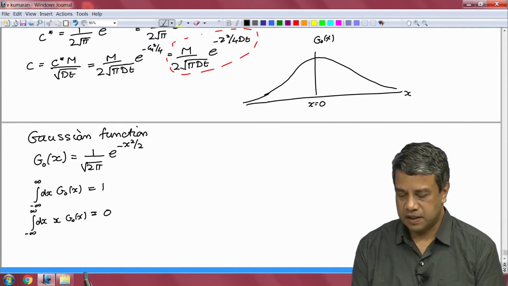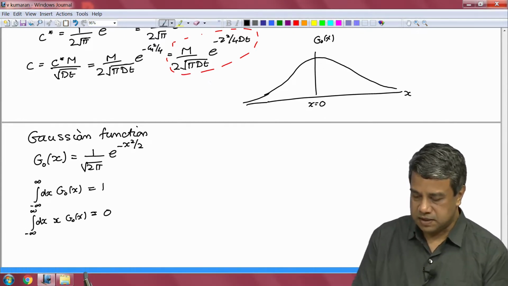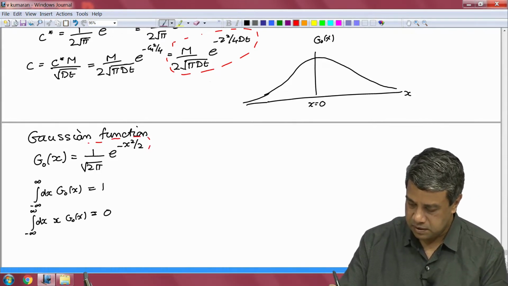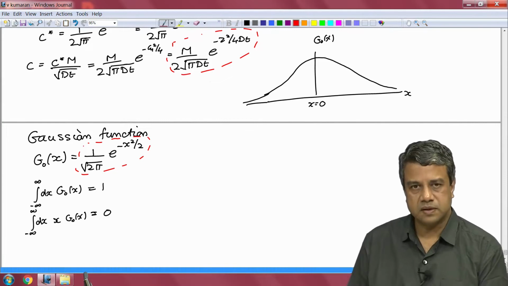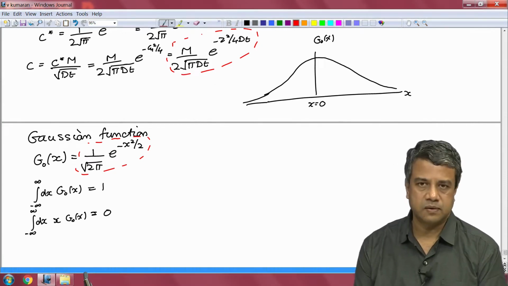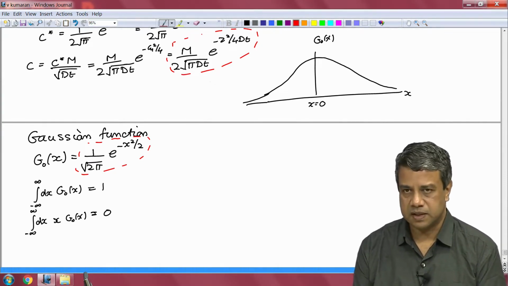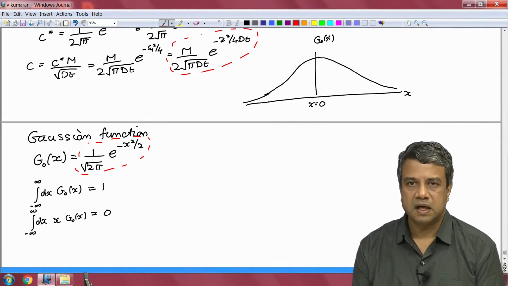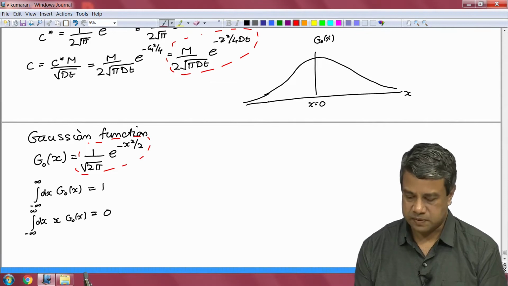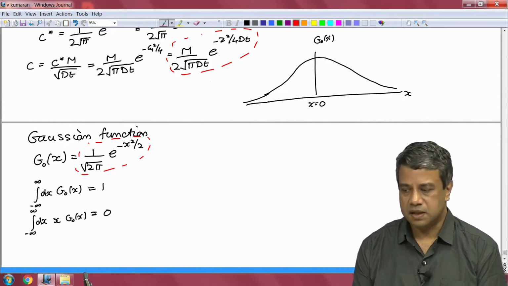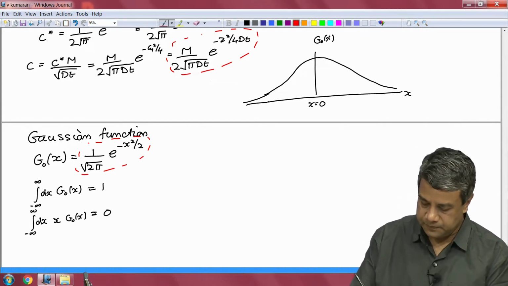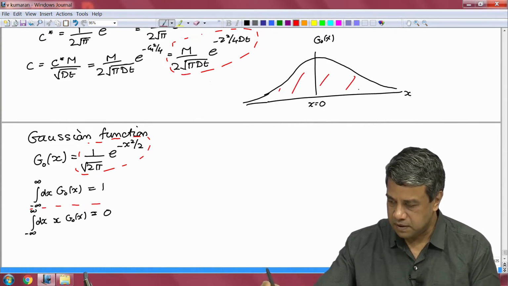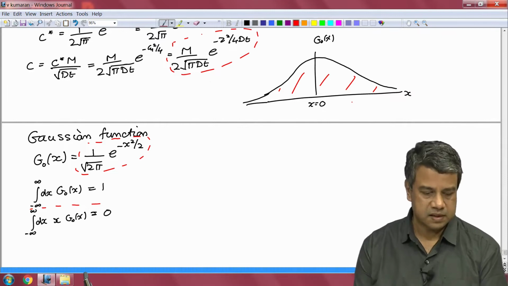It is finite at x is equal to 0. At x is equal to 0 the exponential is 1, so you get 1 over root 2 pi as the value at x is equal to 0, which is about 0.4 roughly. It decreases as x goes to plus or minus infinity in such a way that the integral, which is the total area under this curve, is equal to 1 for a normalized Gaussian distribution.